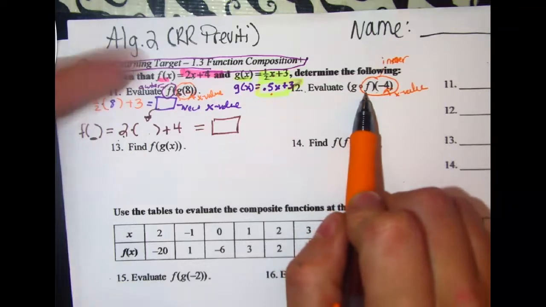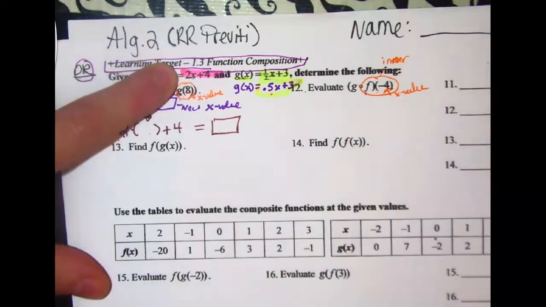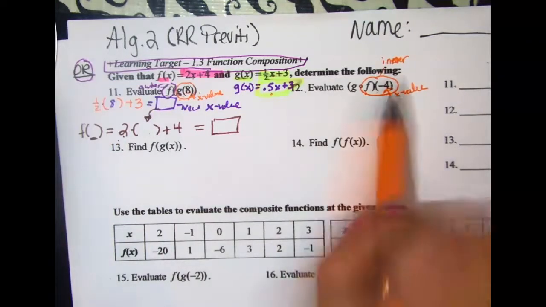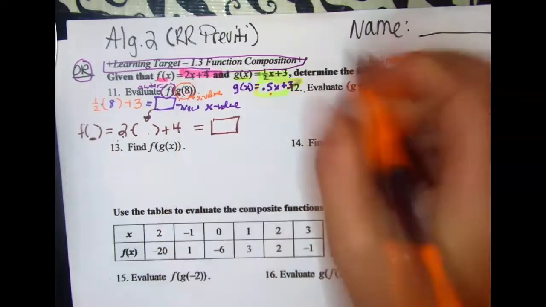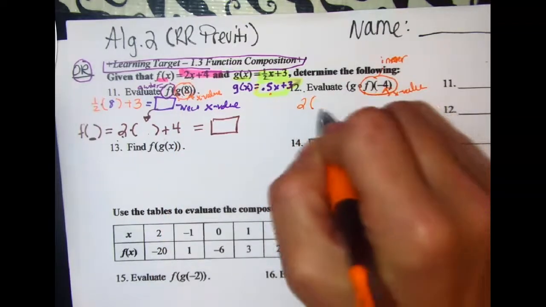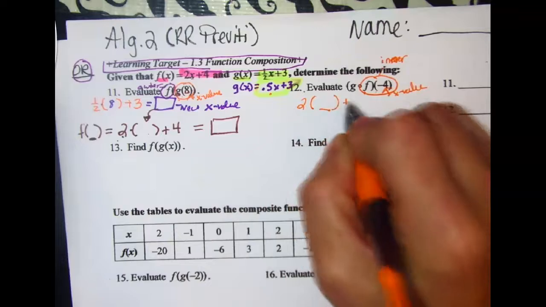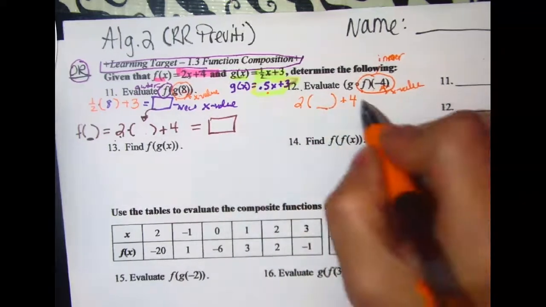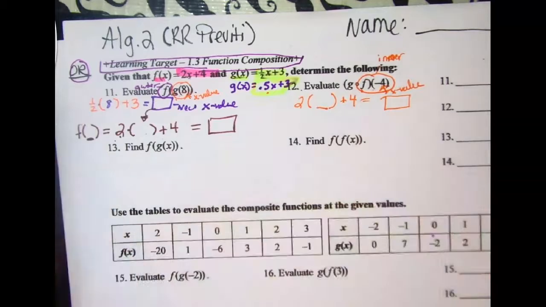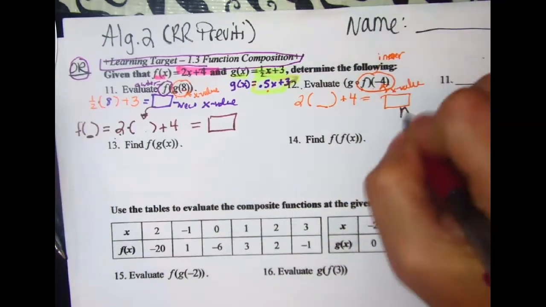So my f function over here, again, I'm going to have you try to set this one up a little bit more on your own, but you're going to plug this -4 into this 2 times whatever it is, plus 4. Again, you know what to pop in there, and then you get a new number. That's your new x.